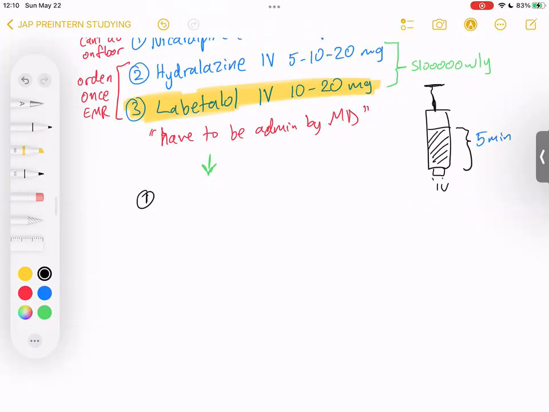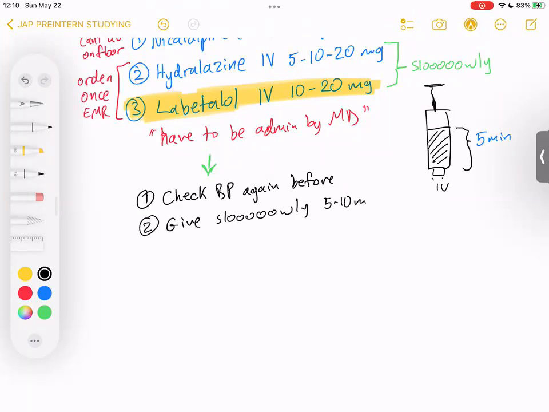So these are the steps, step by step, how to give. First, I will check blood pressure again before I give. Two, give the medication. Again, remember, slowly. You're giving it over 5 to 10 minutes. Then number 3.